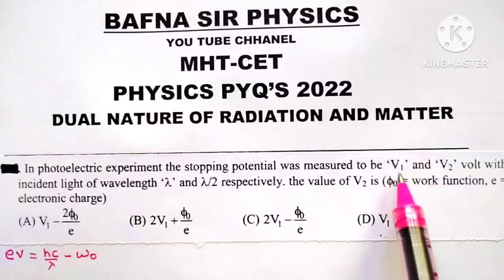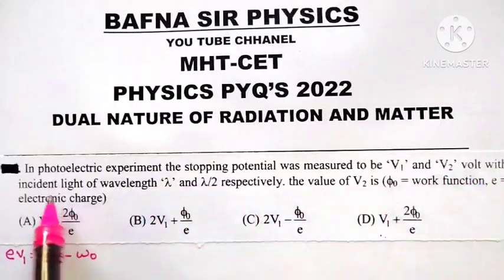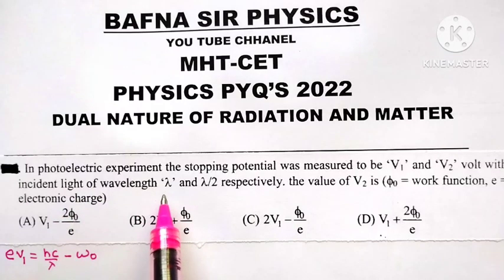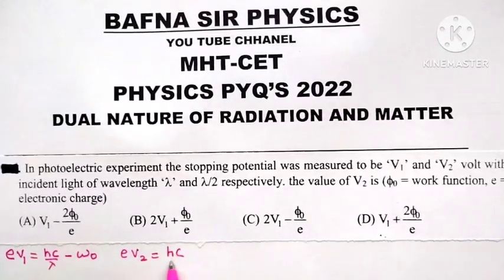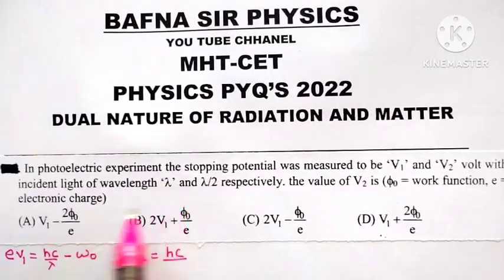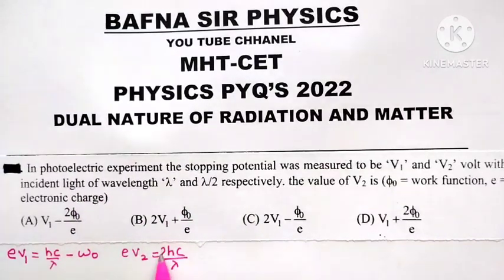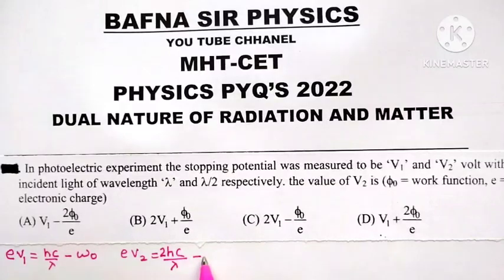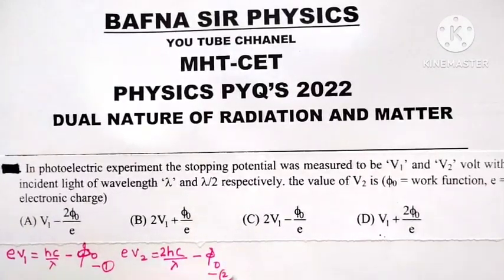Now, when the stopping potential is V1, what is the wavelength of incident light? Lambda. And in the second case, when the stopping potential is V2, the wavelength of incident light is lambda by 2. So that 2 will be taken in the denominator, and it is 2hc divided by lambda minus the work function, which we take as phi 0. So this is our equation 1 and this is equation 2.